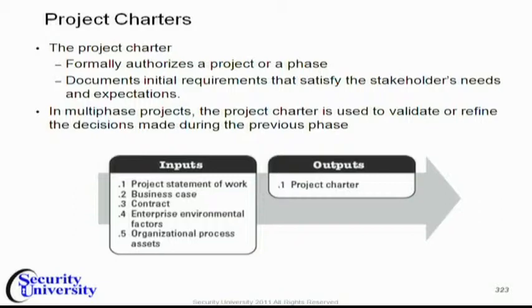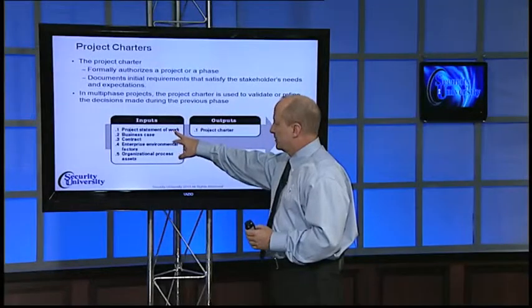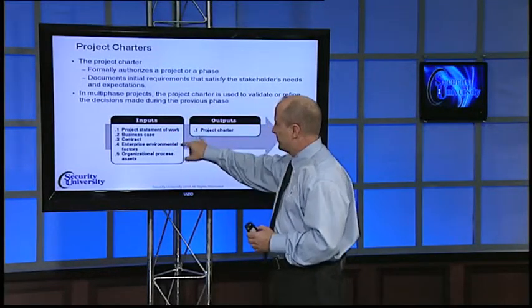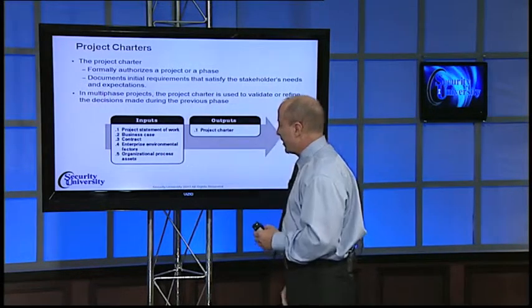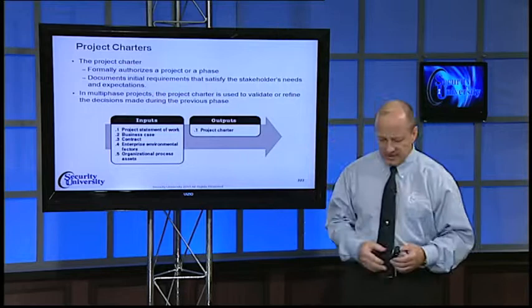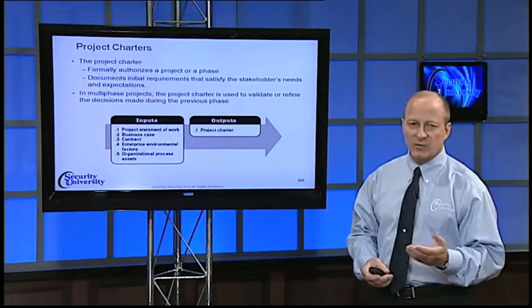So what is a project charter? Well, basically, it's a document that formally authorizes a project or a phase within a project. The project charter documents initial requirements that satisfy the stakeholders' needs and expectations. In multi-phase projects, the project charter is used to validate or refine the decisions made during the previous phase. And as you can see from here, there are various inputs into the project charter, including the project statement of work, a business case justifying the project, any contracts, a description of the enterprise, environmental factors, and any organizational processes and assets that impact the project or support the project.